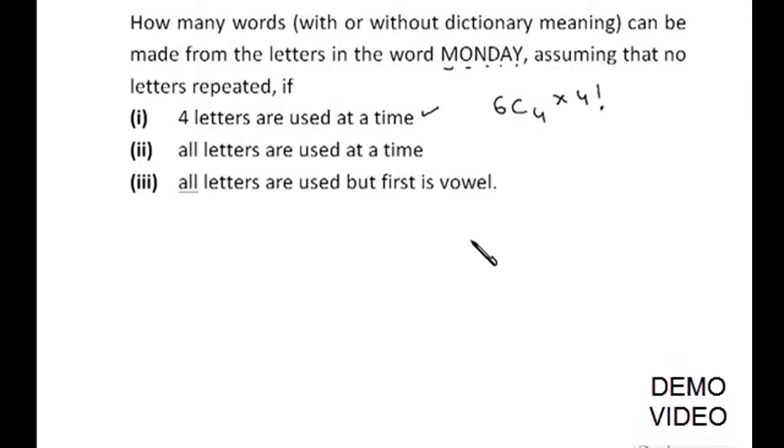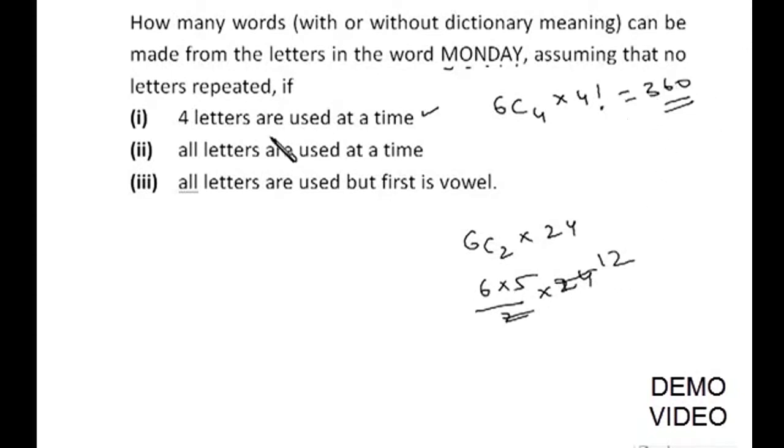So 6C4 is 6C2 into 24. Now what is 6C2? 6 into 5 by 2 into 24. So 5 6s are 30, into 12, 360, right? So when we are choosing 4 letters, we are making 6C4. 4 letters are selected from 6, and the selected 4 letters are arranged in 4 factorial ways.